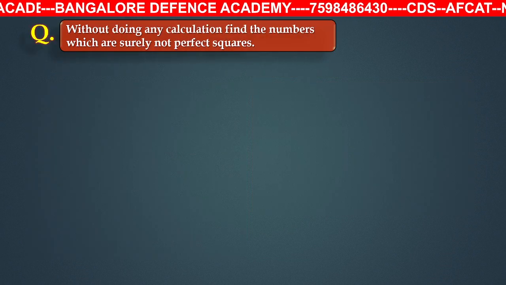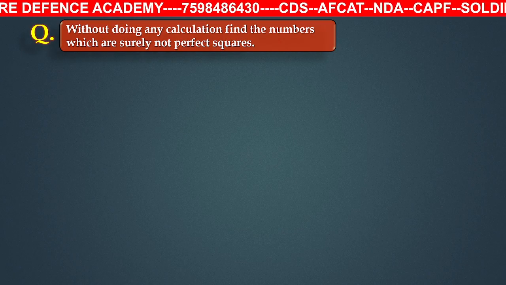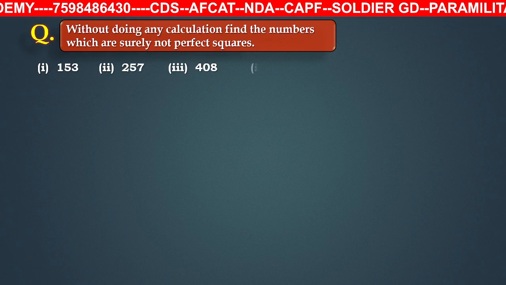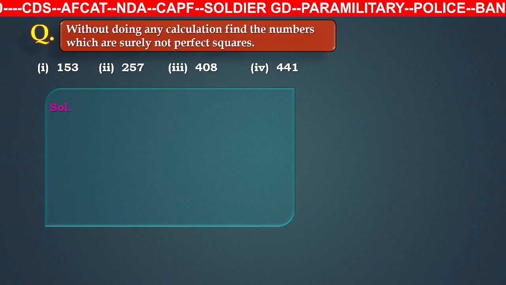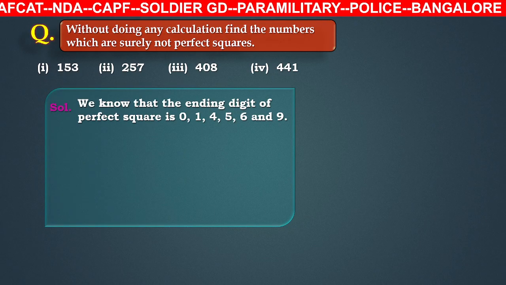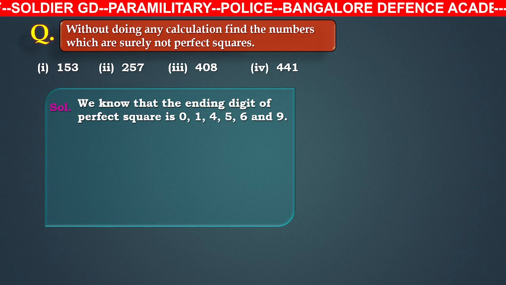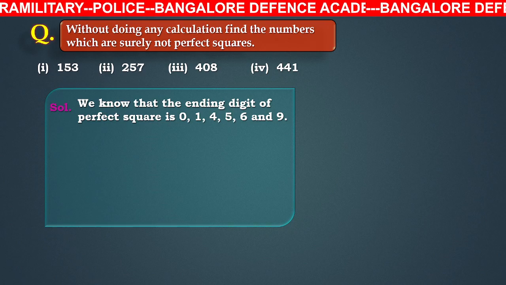Next, without doing any calculation, find the numbers which are surely not perfect squares. This was also done in the previous class itself. So these are the questions here. Looking at this number, I told you, you have to keep these things in mind. The numbers 0, 1, 4, 5, 6 and 9. If these numbers are there in the last unit digit, then the number may be a perfect square.